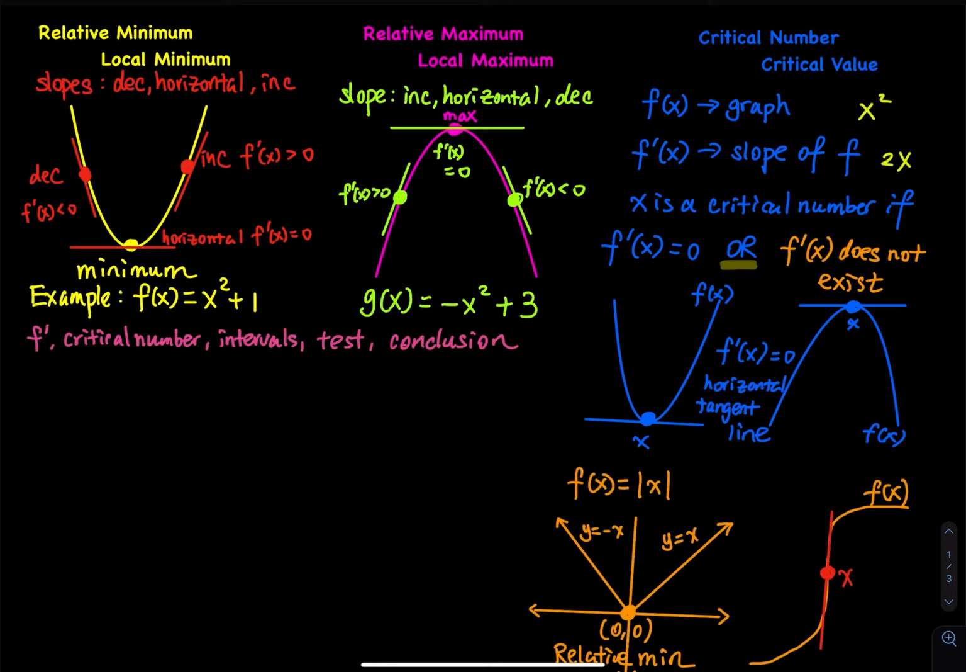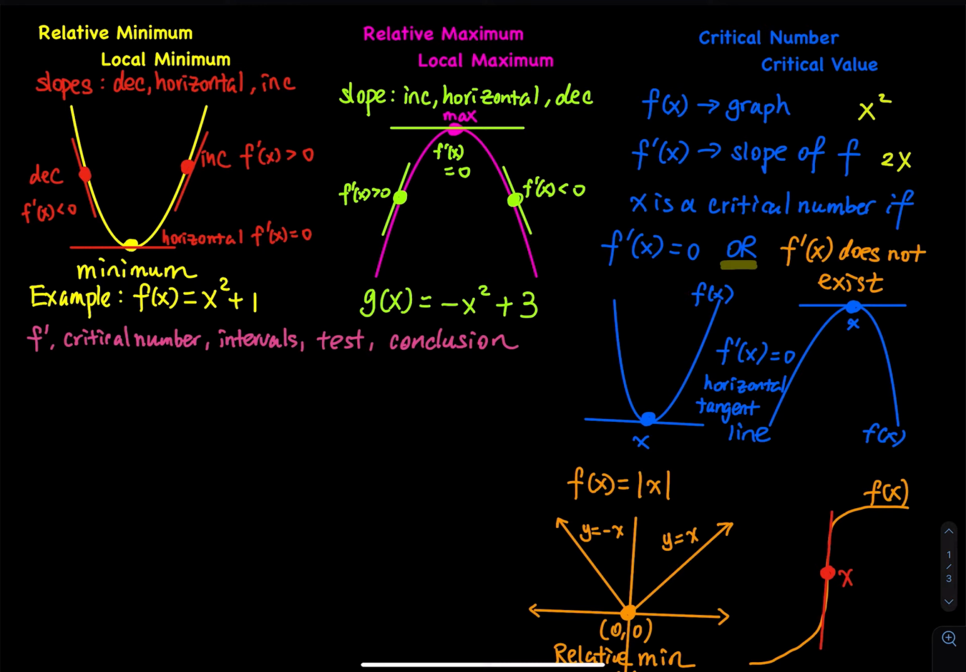But if you pick any number less than 0, so let's say x equals -2, then the slope is negative, right? 2 times -2 is negative. If you pick x equals 5, and then you plug it in, 2 times 5 is positive, then you have a negative, 0, and positive. As a result, x equals 0 is a critical point, and this critical point is a relative minimum.